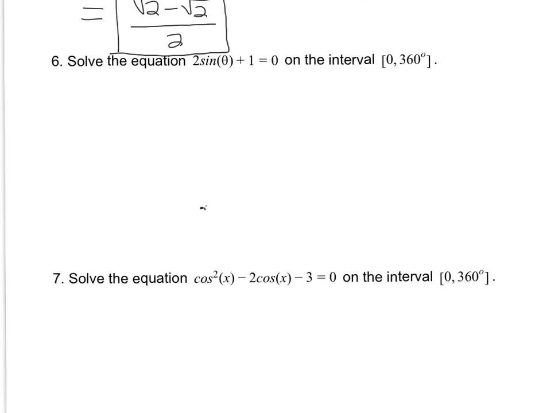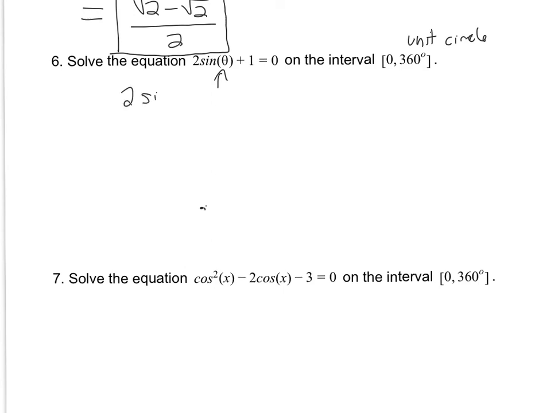So let's look at our next problem where we were trying to solve an equation on a certain interval. So this says 2 sine theta plus 1 equals 0. We're trying to find all the solutions in the interval 0 to 360, which is just our unit circle. Remember, 0 to 360 or 0 to 2 pi is just simply the unit circle. Okay? So we're trying to find what angles of theta would make this true.